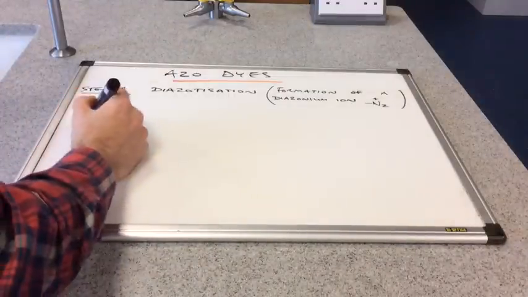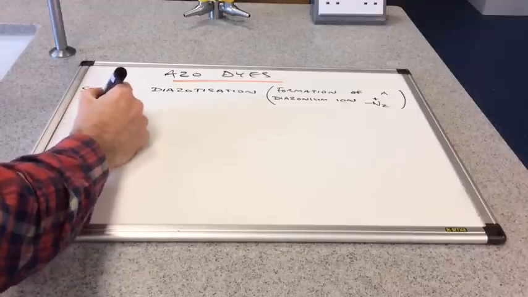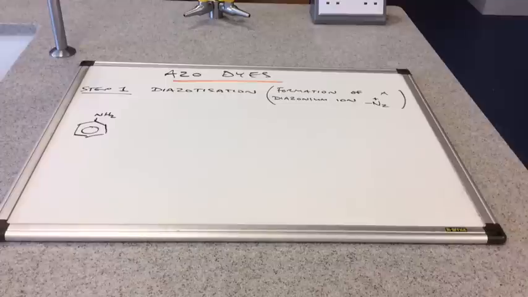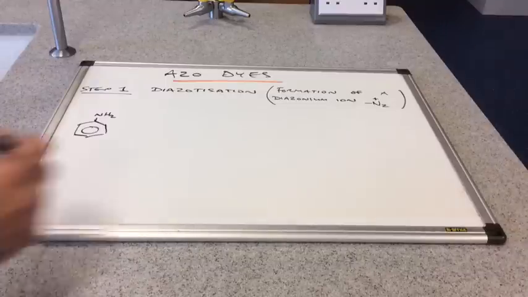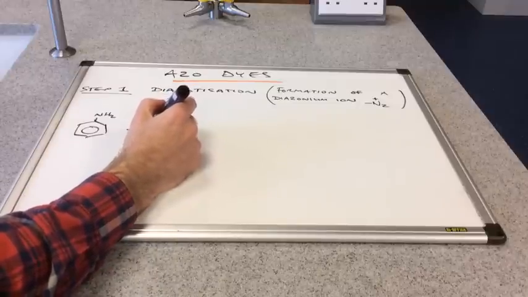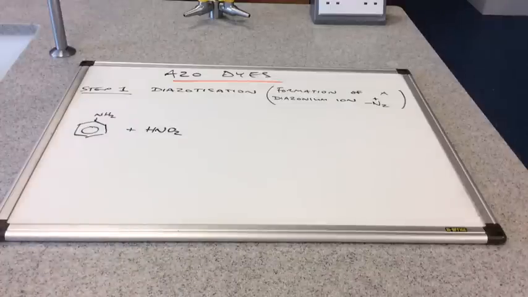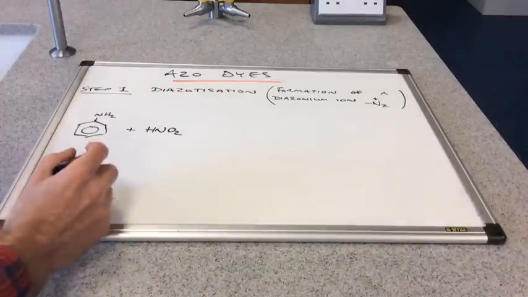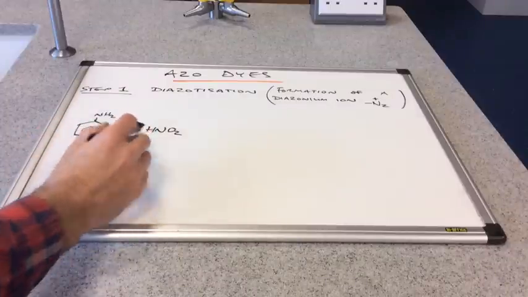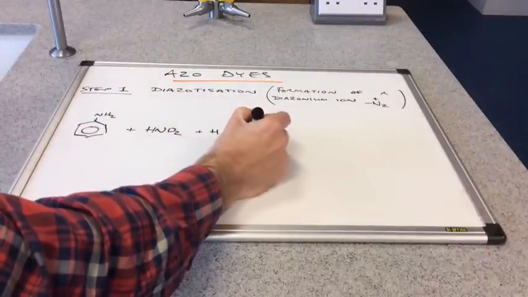So we'll start with phenylamine. And what we need to do is react that with a couple of acids. The first one, which people always get the name wrong because it looks so much like something else, HNO2, that's nitrous acid, not nitric acid. So we're going to react the phenylamine with nitrous acid, and we're also going to have some hydrochloric acid in there as well.